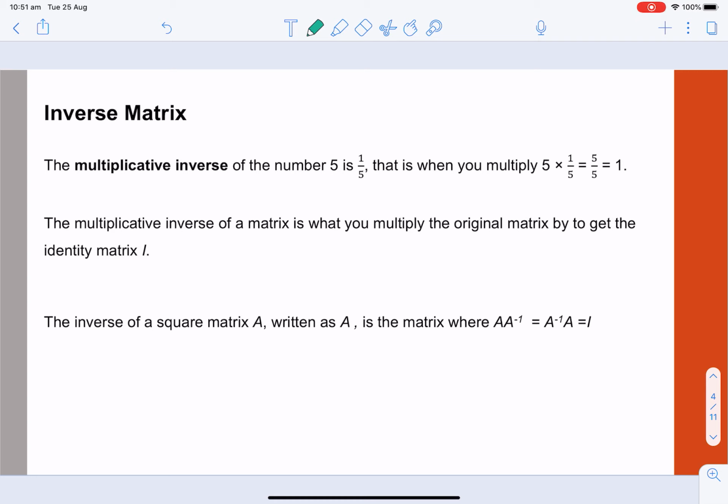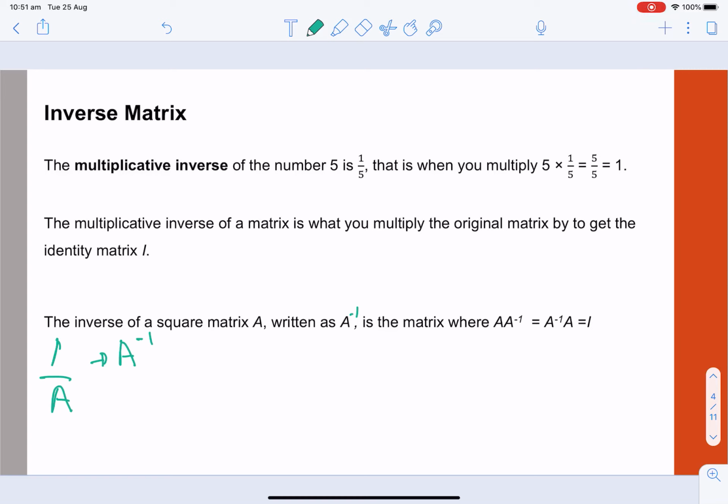The inverse of a square matrix A, written as A to the negative 1, my error, is the matrix where A times A to the negative 1 equals A to the negative 1 times A equals I. All right, hang on a minute, I'm going to write this out. So instead of using, as I said on the previous slide, 1 on A, we use this guy up here, A to the negative 1.